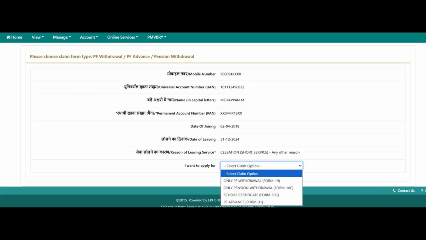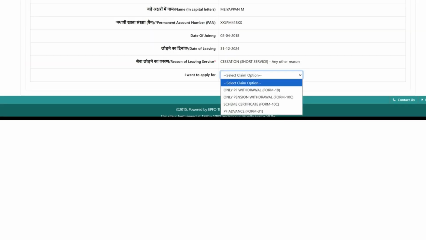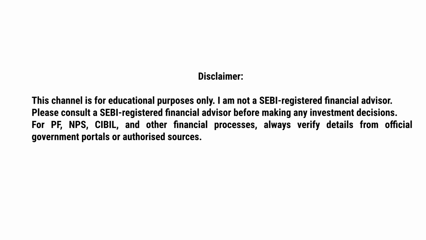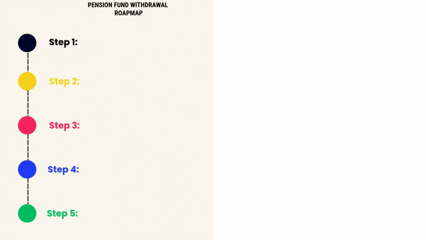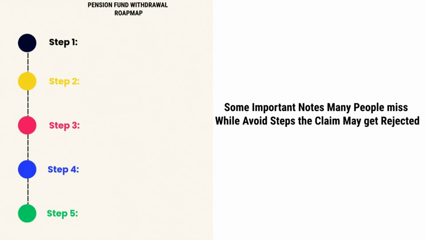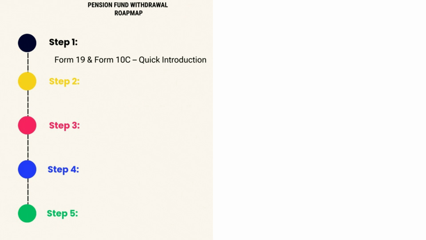If you apply Form 10C without submitting Form 19, your claim may get rejected. In this video, I will show you the correct way to withdraw both PF and pension amount safely. We will cover 5 important steps in this video. Make sure to watch till the end because I will show some important notes and common mistakes that can cause claim rejection. Step 1. Form 19 and Form 10C.